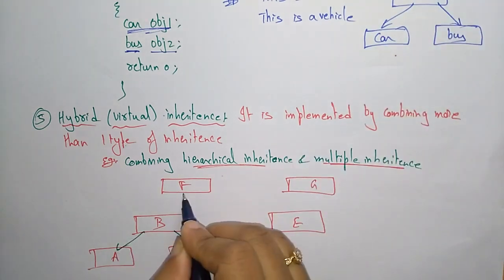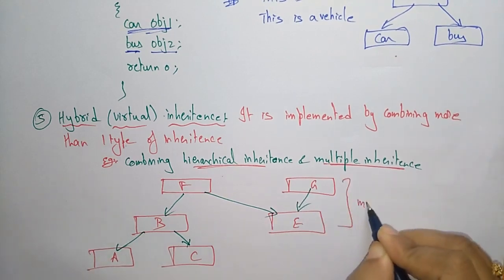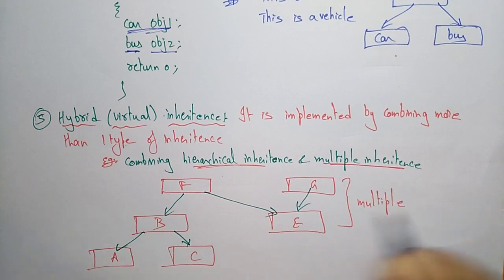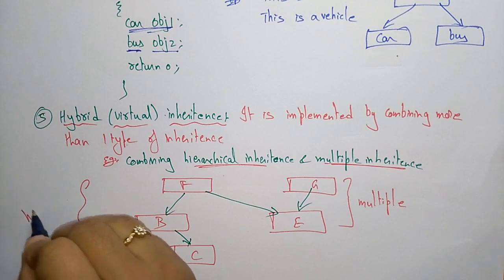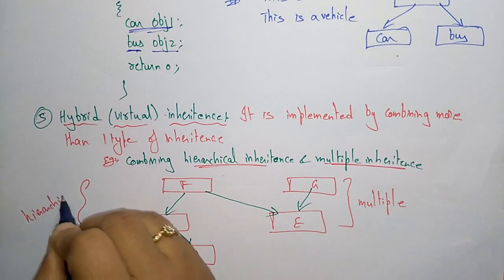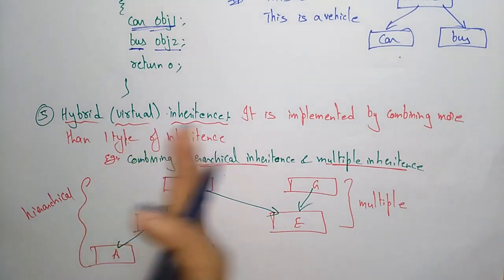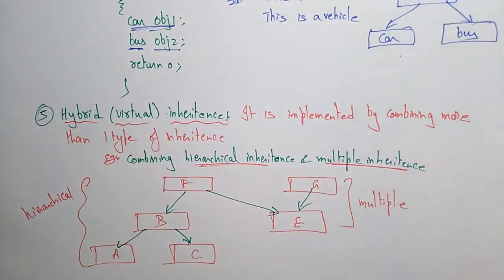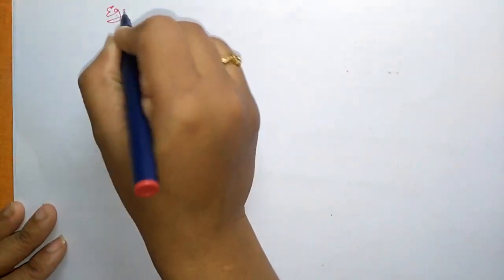Just see here. This you call a multiple. And these three layers, you call it hierarchical. So hybrid inheritance is a combination of both hierarchical and multiple inheritance. Let us see an example of this, then you will understand what hybrid inheritance is. Let us see the program.